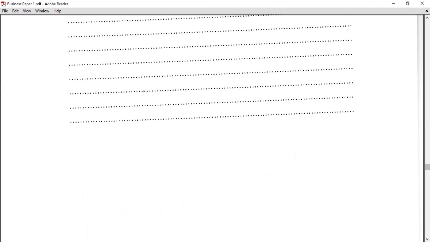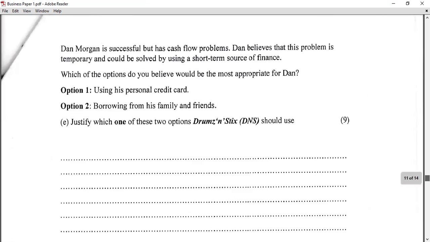Okay. And part E, question number 3 is a 9-mark question. This time the 9-mark question asks about the financial management section, which is a year 11 topic. Dan Morgan is successful but has cash flow problems. Dan believes that this problem is temporary and could be solved by using a short-term source of finance. So which of the options do you believe would be the most appropriate source of finance for Dan?